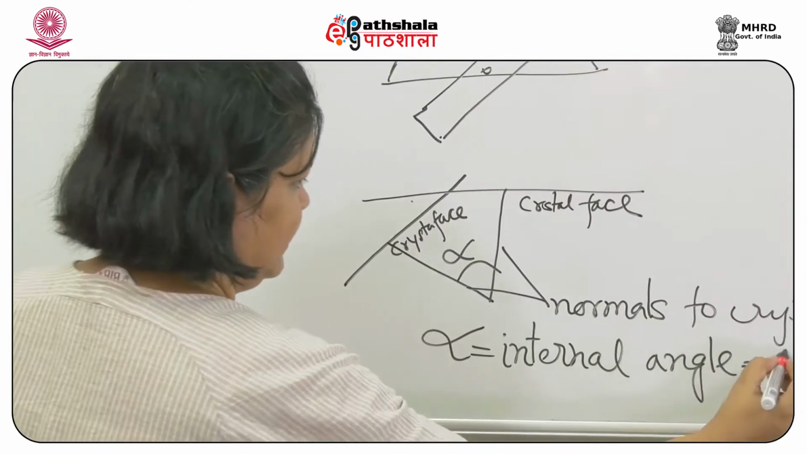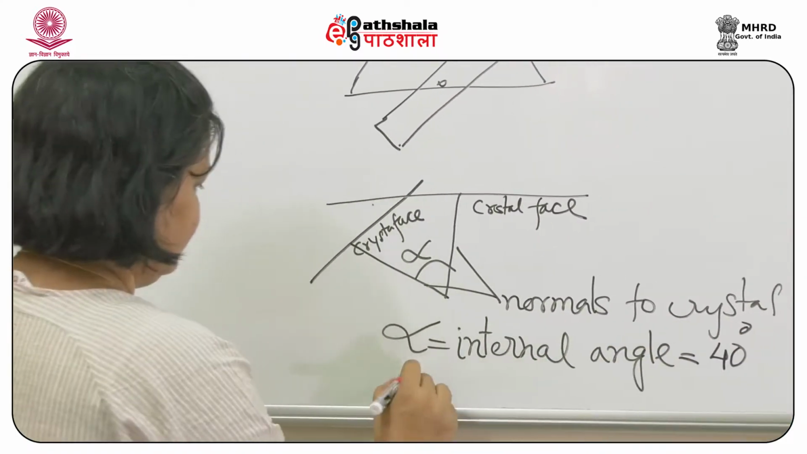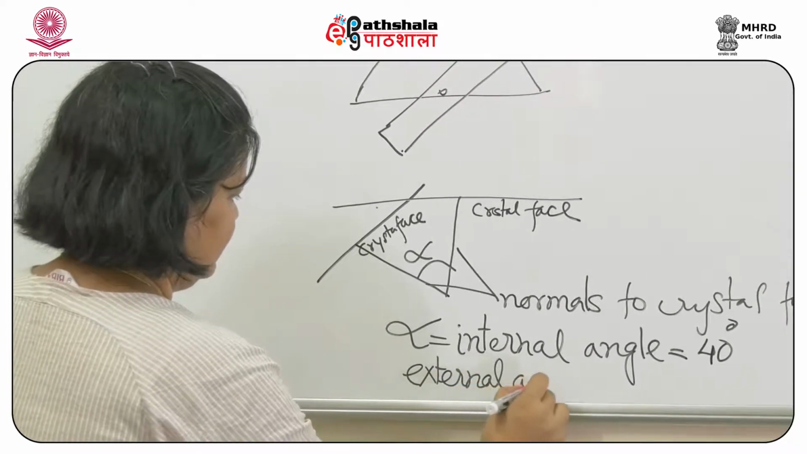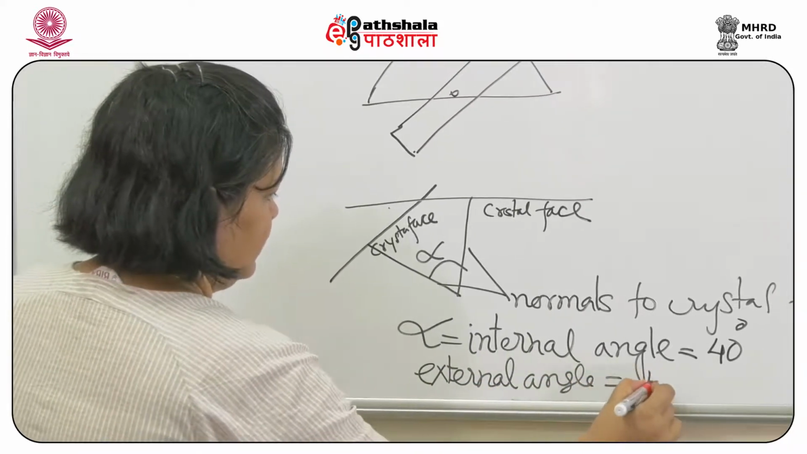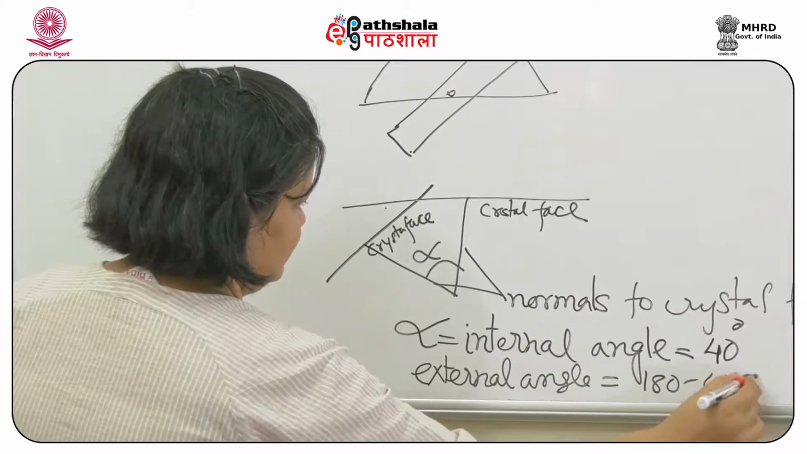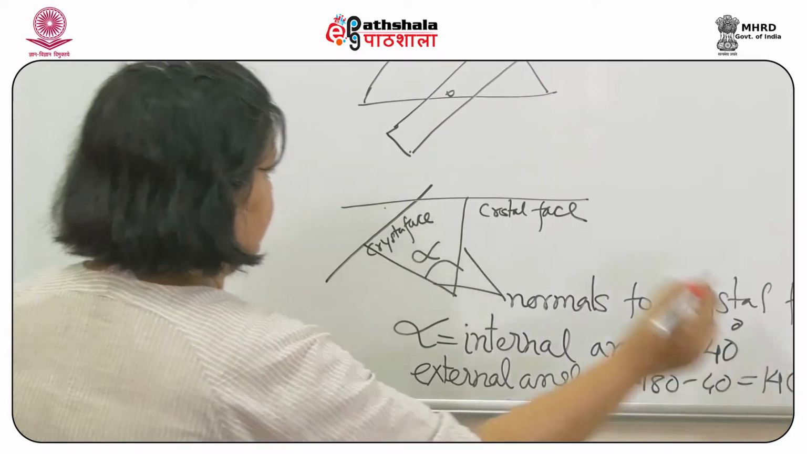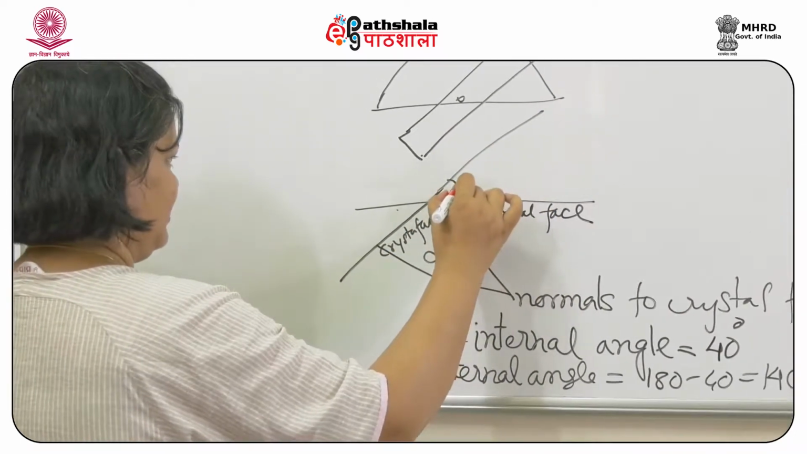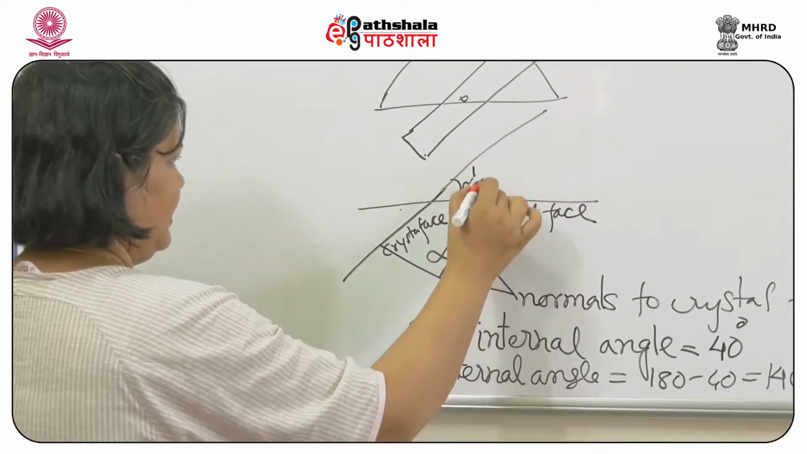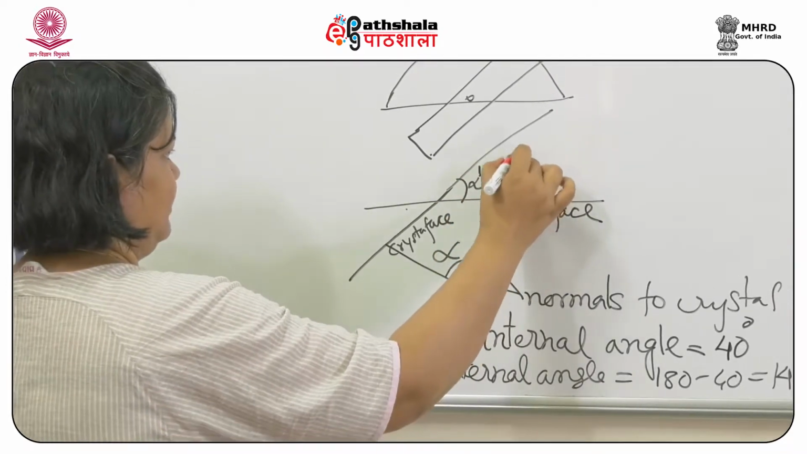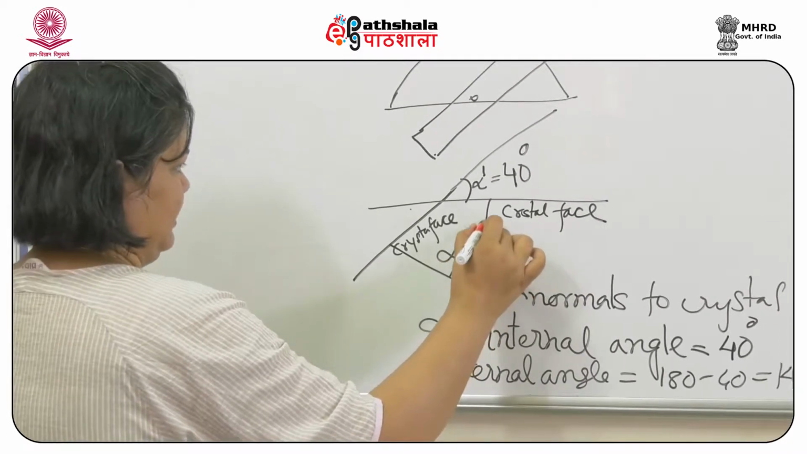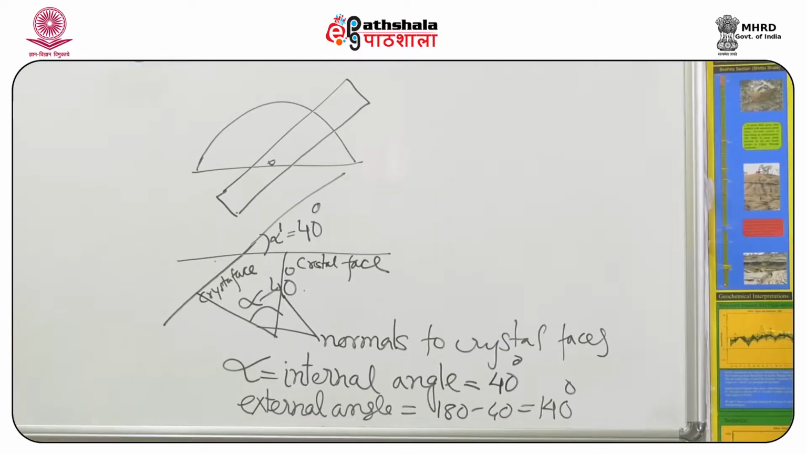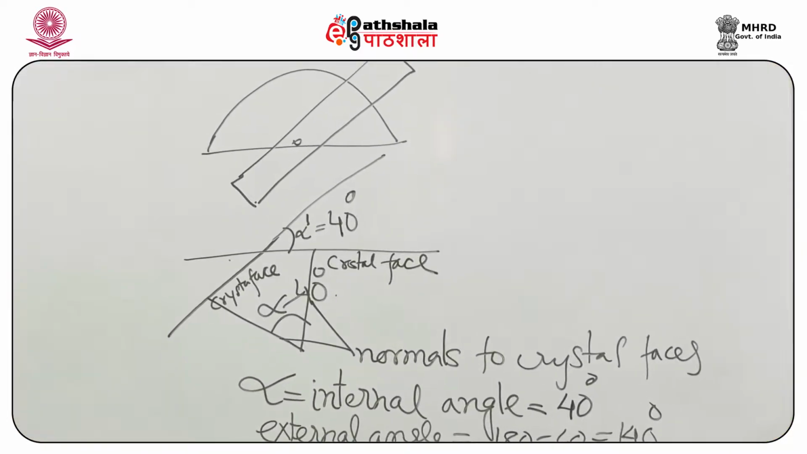For instance, if alpha is 40 degree, then there is also another term called the external angle, which is nothing but 180 degree minus 40, which will be 140 degree. So here this is the internal angle, and here also you will see that the angle subtended will also be equal to alpha, and in this case both angles will be 40 degree. So this is our way of measuring the interfacial angle.